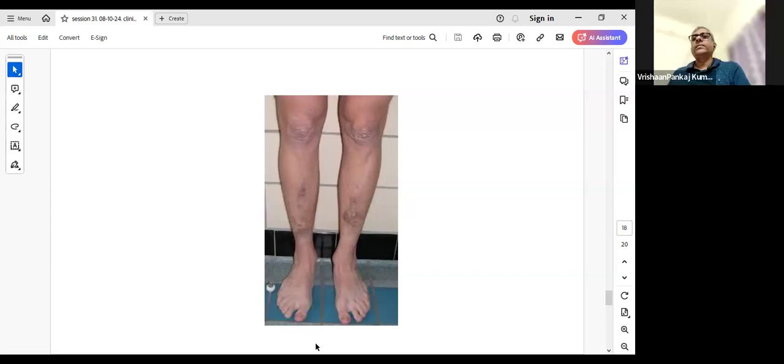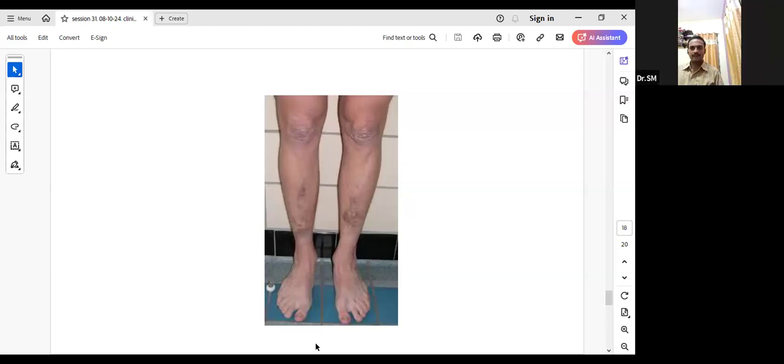Skin elasticity should be seen, no, sir? Yes, yes. So if you have a scar like this, then go for the Gorlin sign. You can look at the skin folds in the forearm or in the arms, and you can establish the Gorlin sign.